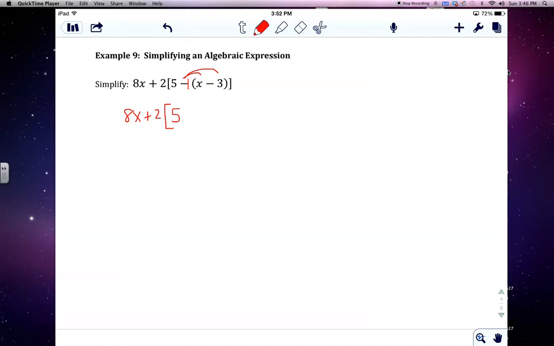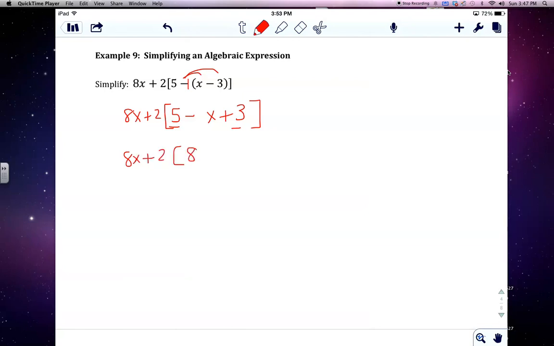So negative 1 times x is negative 1x, the same thing as minus 1x. Some people will not put that 1 there. They'll know it's there anyway. Okay? And then we take the negative 1 times the negative 3. So it's going to be plus 3. Now inside that bracket, I actually have like terms. The 5 and the 3 are like. So I'm going to go ahead and combine those. I get 8x plus 2.